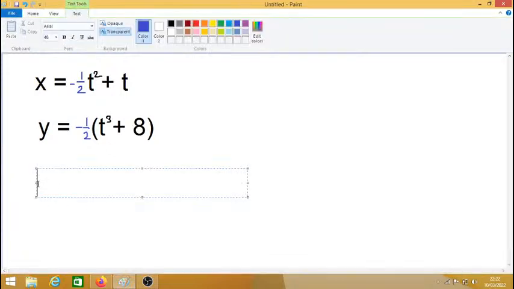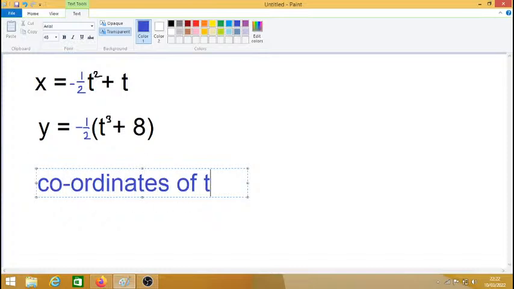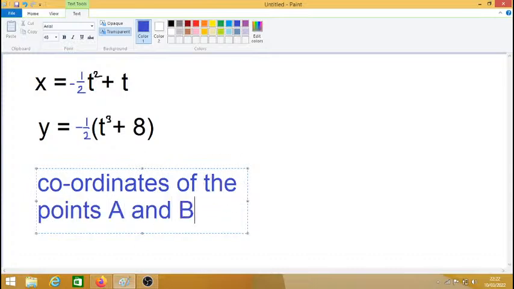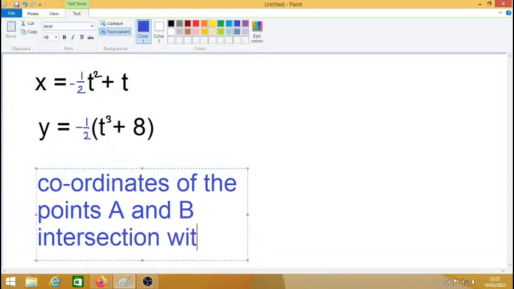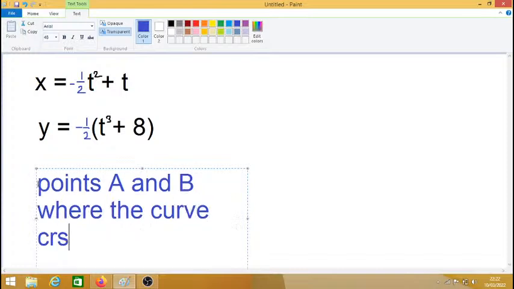Now in today's lesson, we want to answer the question, what are the coordinates of the point of intersection? And there are 2 points, A and B, which intersect, or cross, where the curve crosses the y-axis.